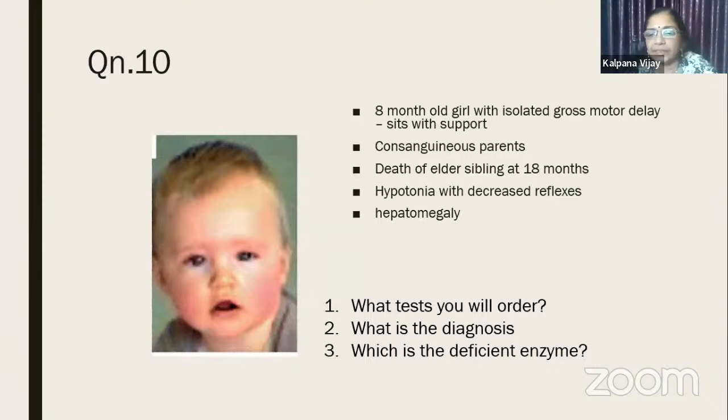And what is the deficient enzyme? It's not isomaltase, some other maltase. So it is acid maltase or alpha glucosidase enzyme. So what is the treatment? Enzyme replacement therapy, we have the enzyme available, that is called Myozyme. And genetic testing also we can do. It is an autosomal recessive condition, so gene testing also can be done.